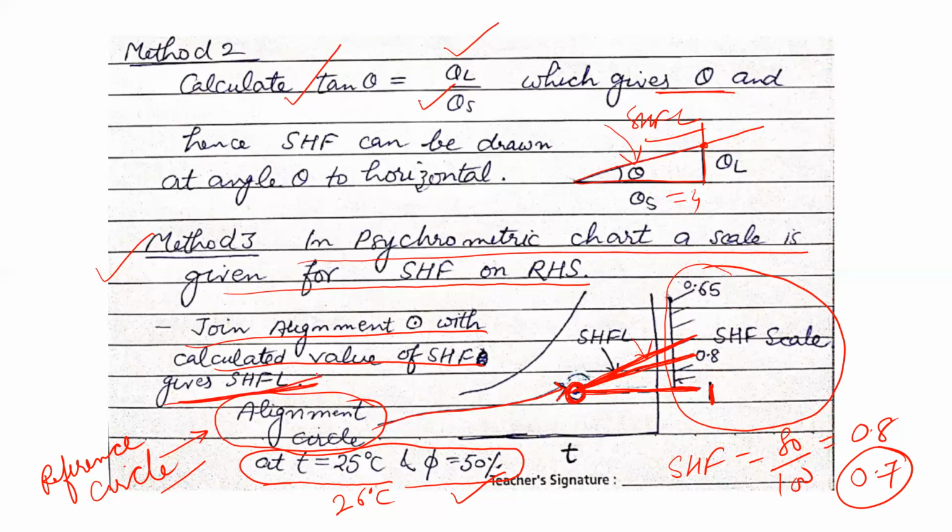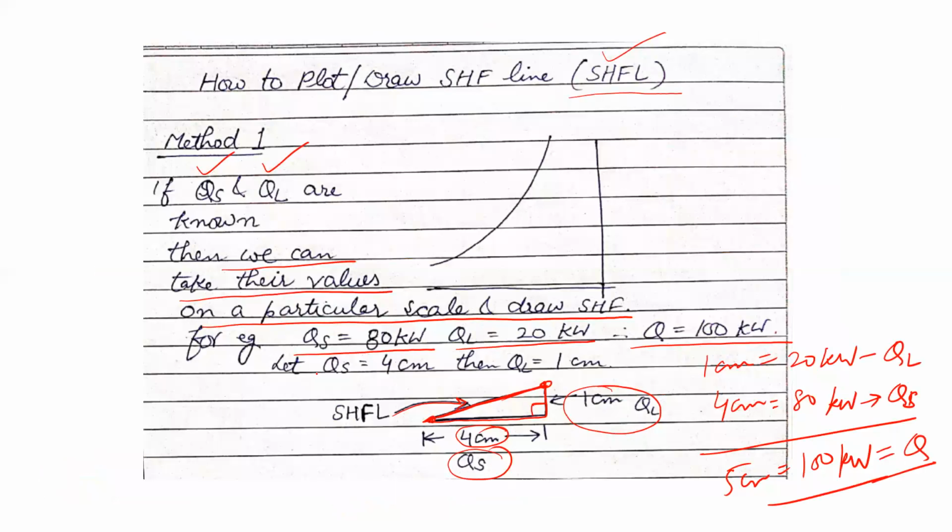So basically there are three methods. Once again, the first method is, we know the values of QS and QL. We can draw a horizontal line representing QS, then the latent heat line, and then we join them and we get the sensible heat factor line. Once we get the sensible heat factor line, if we know the initial state of the air, suppose the initial state of the air is at point I, we can draw a line parallel to this sensible heat factor line. So this line now becomes the sensible heat factor line.